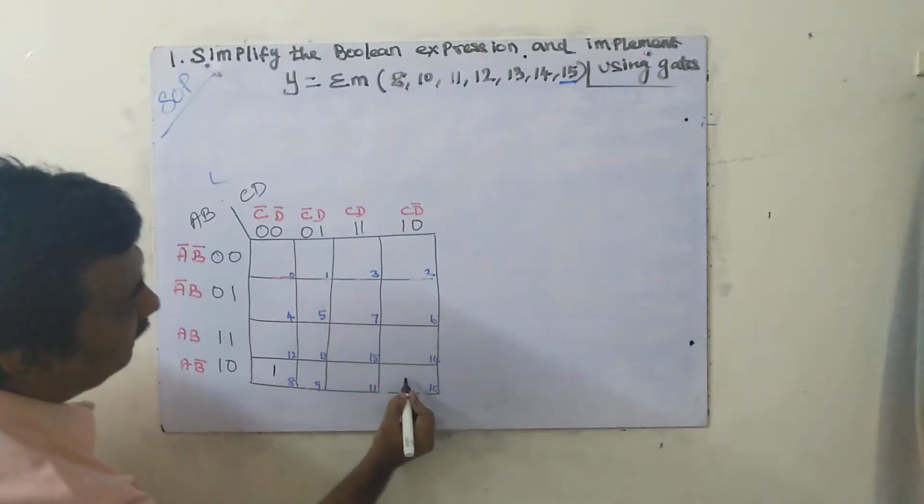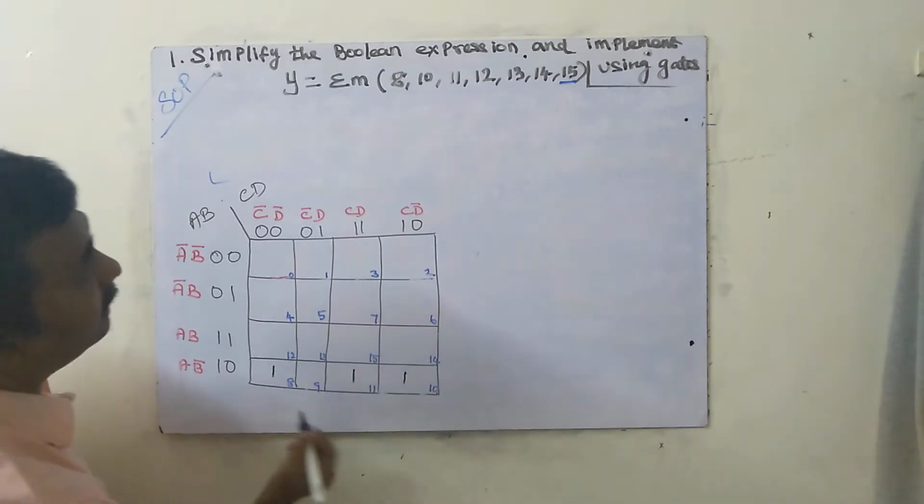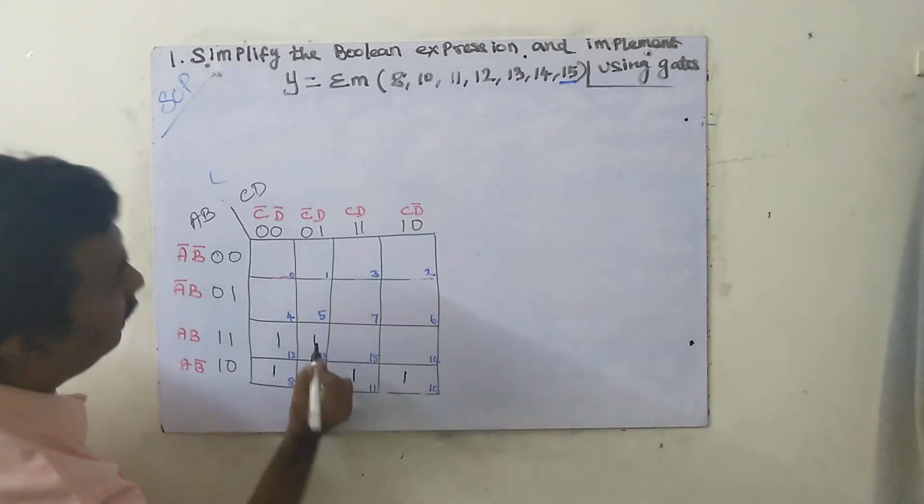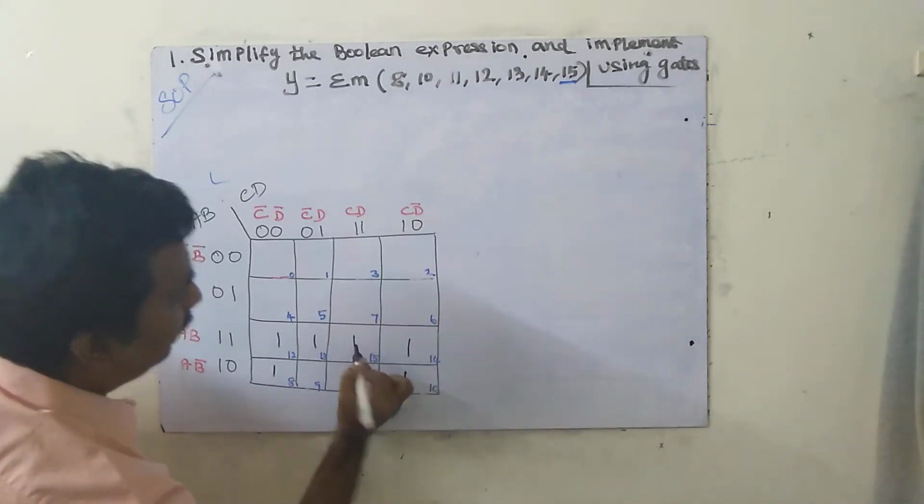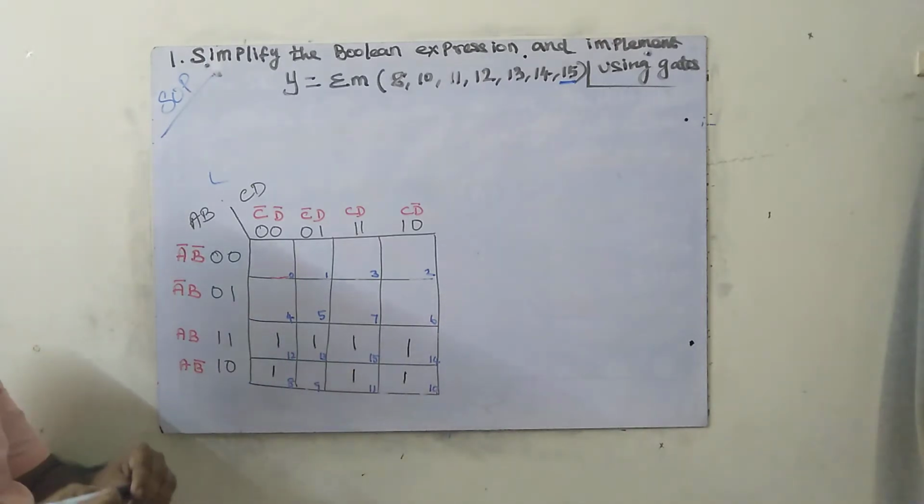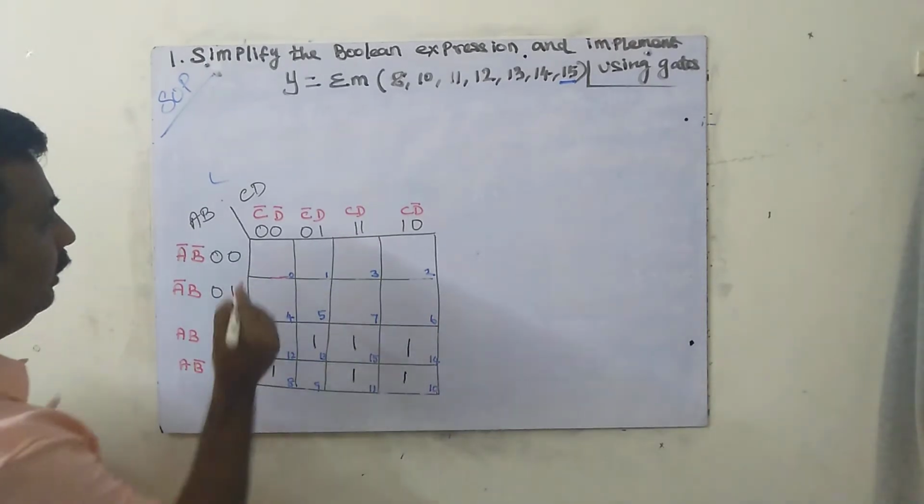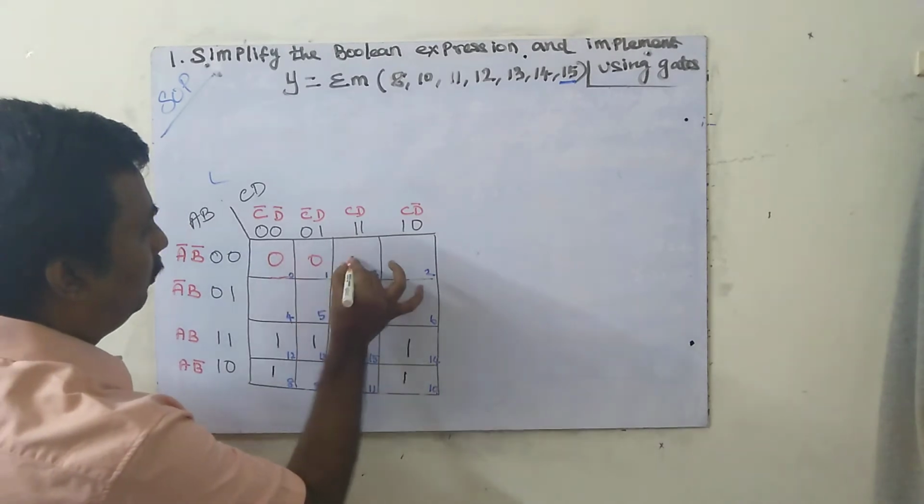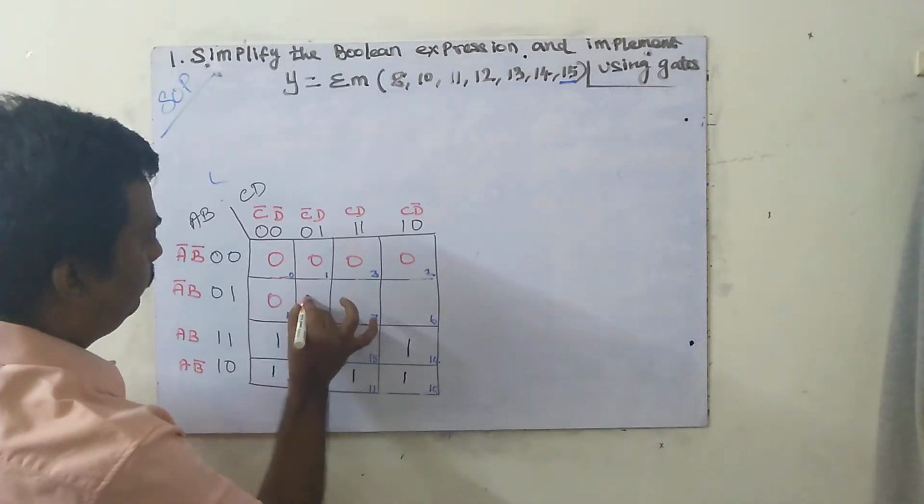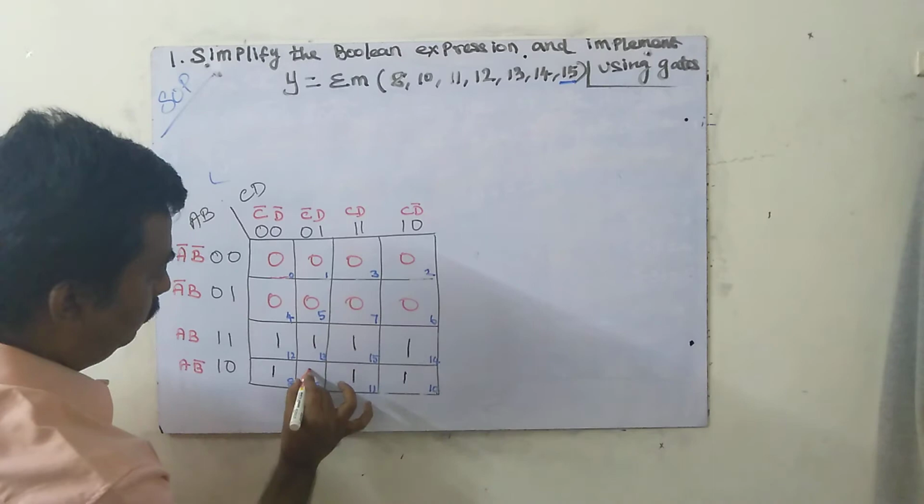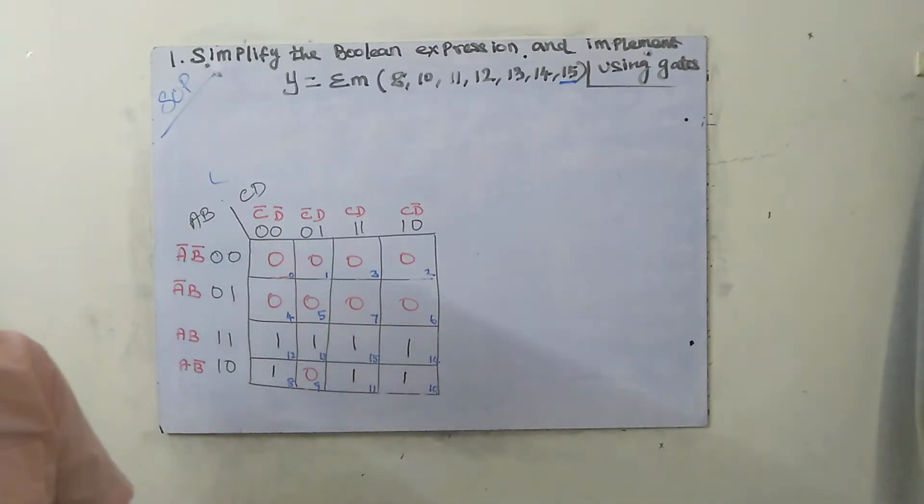Next 10, 11, next 12, 13, 14, 15. In these locations, I need 1. In the remaining locations, what's the value? Those values are nothing but 0. Remaining all the values are 0. Now I have filled this.